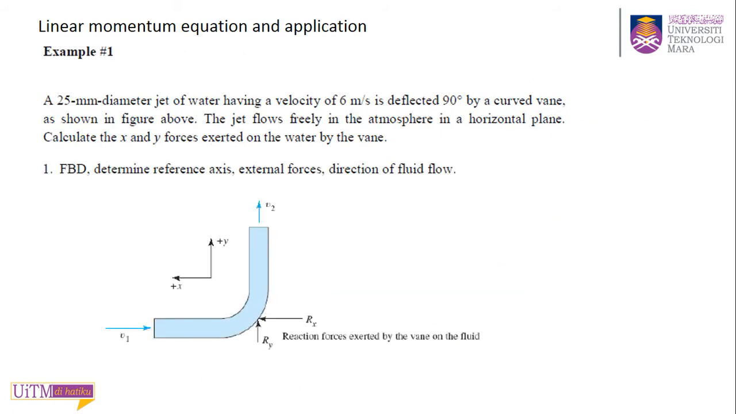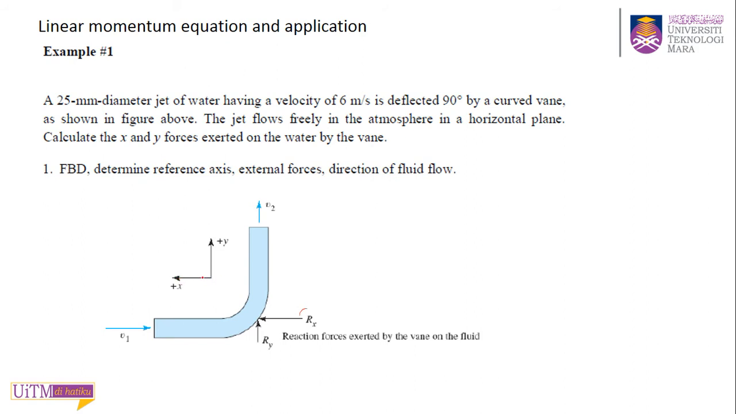Let's look at example 1, a basic example. It says a 25 millimeter diameter jet of water having a velocity of 6 meters per second is deflected 90 degrees by a curved vane, as shown in the figure. The jet flows freely in the atmosphere in a horizontal plane. Calculate the x and y forces exerted on the water by the vane. So they ask you to find the Rx and Ry. They give you the reference as already shown in this picture.